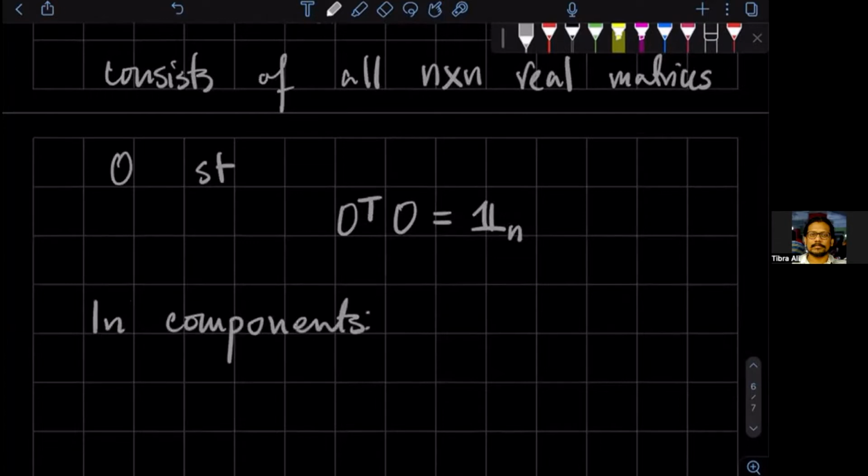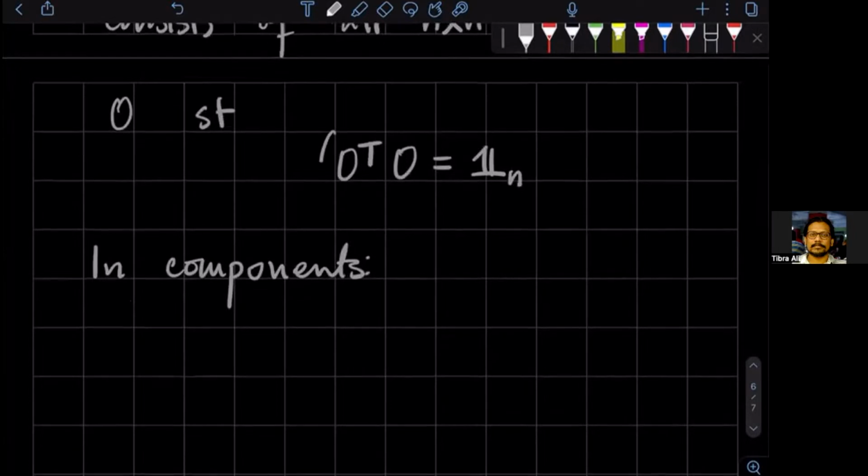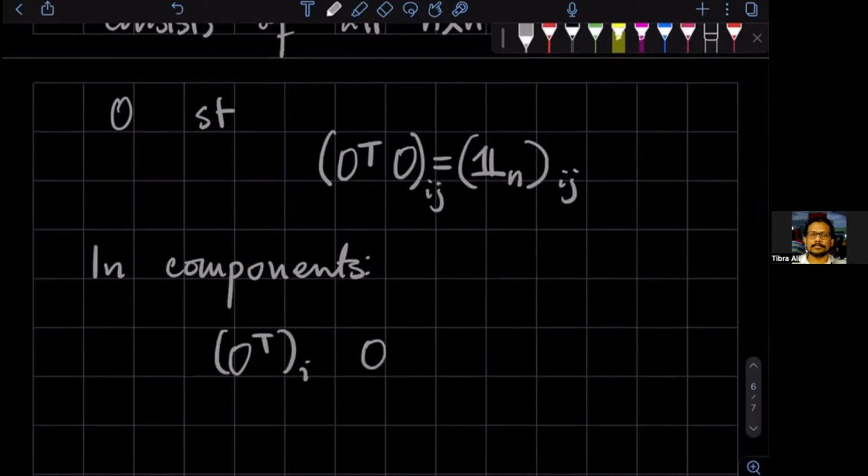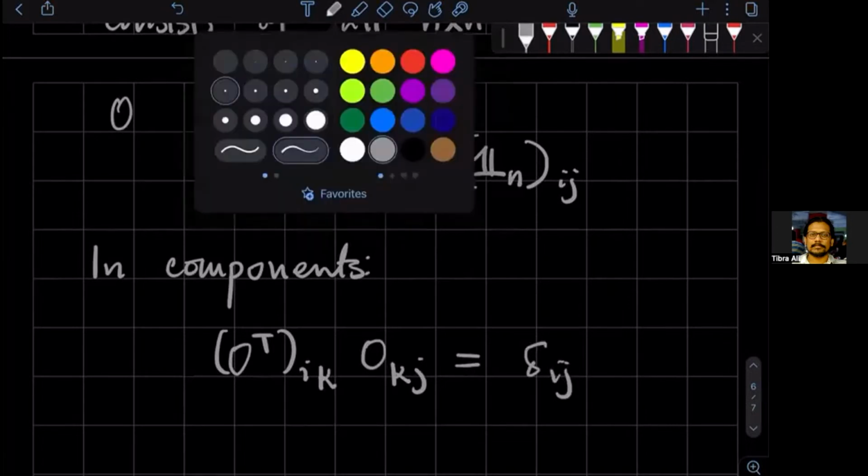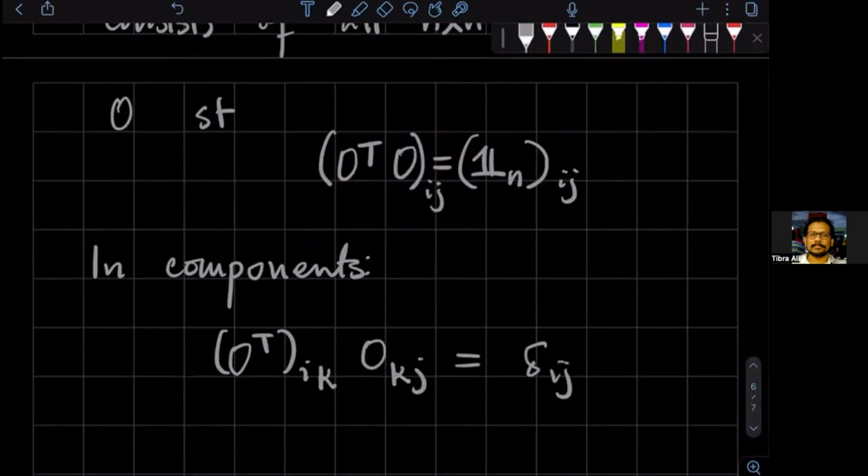In components, this equation is, we take the ijth component of both sides. So on the left-hand side, we have O transpose i k, and then another matrix. We are doing matrix multiplication, so there'll be k here and k here and j. And that's equal to delta ij. So k is a repeated index, and therefore it is summed over by the Einstein summation convention. Are people comfortable with the Einstein summation convention at this point?